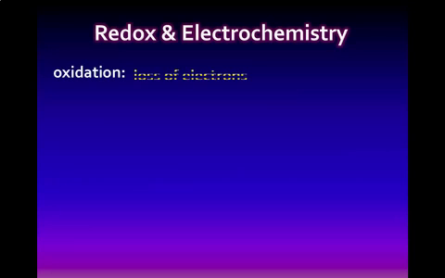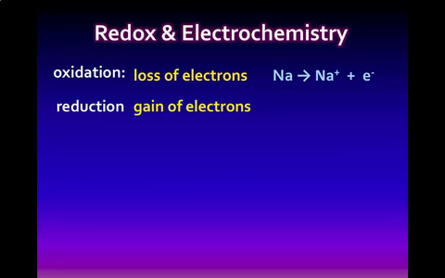Leo stands for loss of electrons is oxidation. L-E-O. Loss of electrons is oxidation. For instance, when sodium gets a charge, it loses an electron, so it's been oxidized. Reduction is gain of electrons. So grr means gain of electrons is reduction. So for instance, chlorine likes to gain an electron, so the chlorine ion has been reduced.